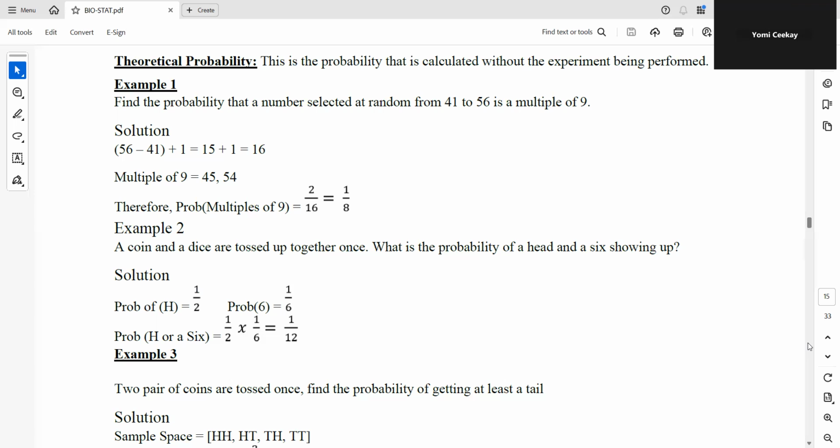Now, what do we have here? The sample space for a die is 6, and the probability of a 6 showing up is 1/6. The sample space for a coin is 2, and the probability of a head is 1/2. Therefore, the probability of a head and a 6 is equal to 1/6 times 1/2, which is equal to 1/12.